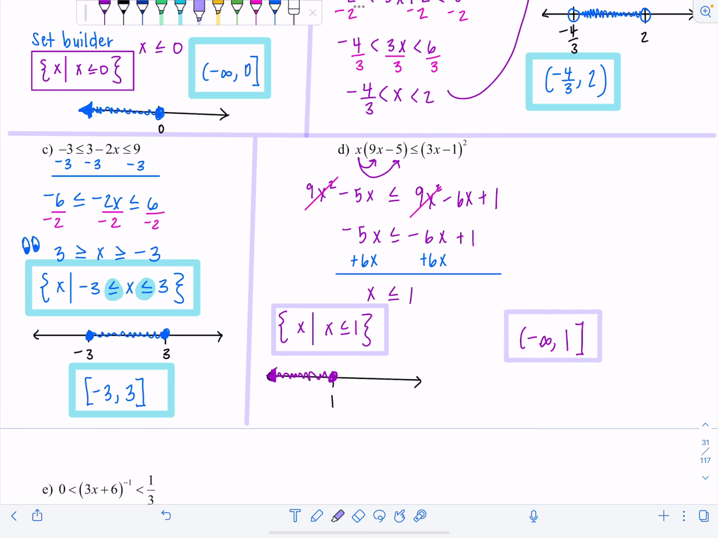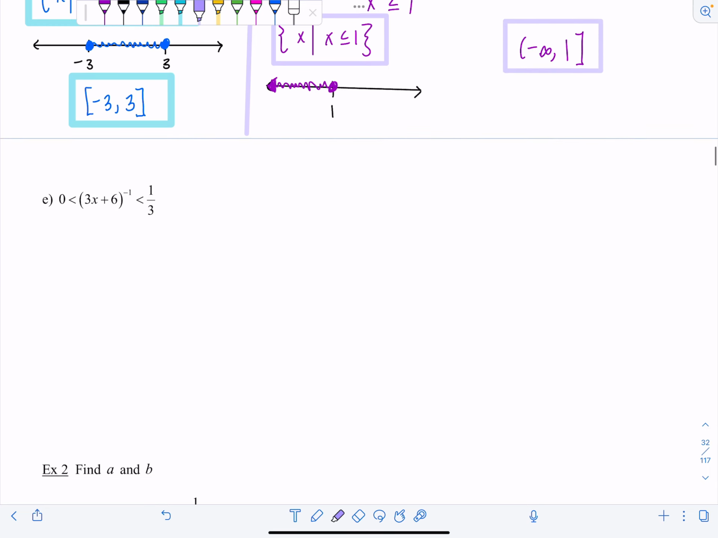Now, the next examples are a little spicier, okay? We have here 0 is less than 3x plus 6 to the -1st is less than 1/3. Remember, this -1 exponent means the same as 1 over 3x plus 6 is less than 1/3.